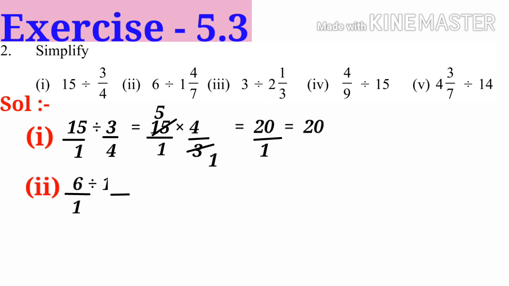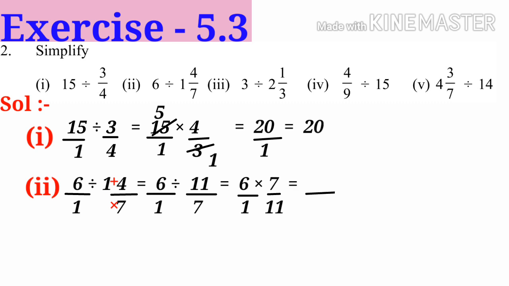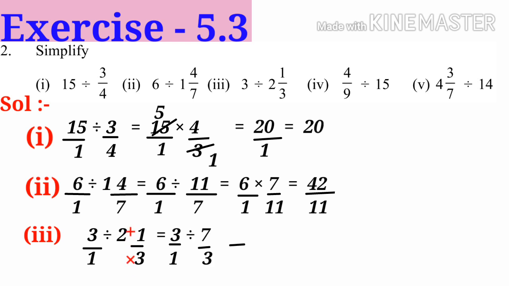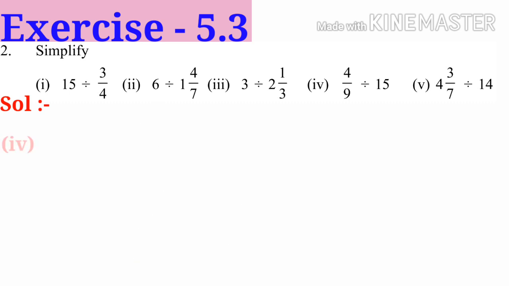Number 2, 6 by 1 divided by 1 4 by 7. 6 by 1 divided by 1 4 by 7 converted into improper fraction, 7 ones are 7 plus 4, that is 11 by 7, which is equal to 6 by 1 into reciprocal of 11 by 7 is 7 by 11, that is 6 into 7 is 42 by 1 into 11 is 11, 42 by 11. Number 3, 3 by 1 divided by 2 1 by 3, convert into improper, that is 3 into 2 is 6 plus 1, 7 by 3, that is 3 by 1 into 3 by 7, that is 9 by 7.